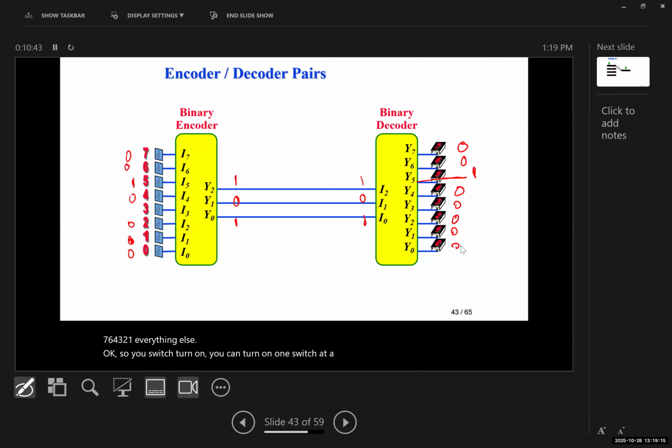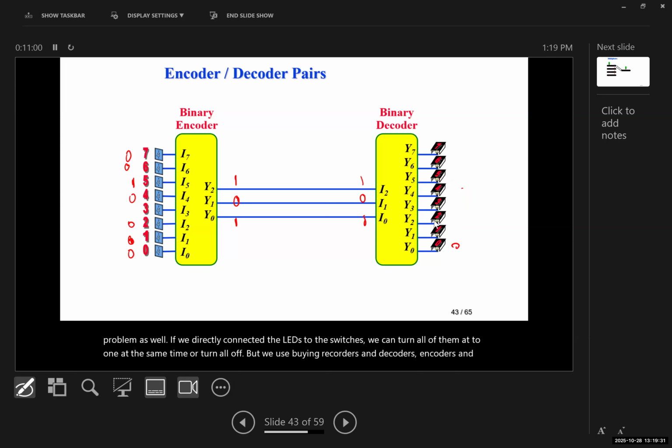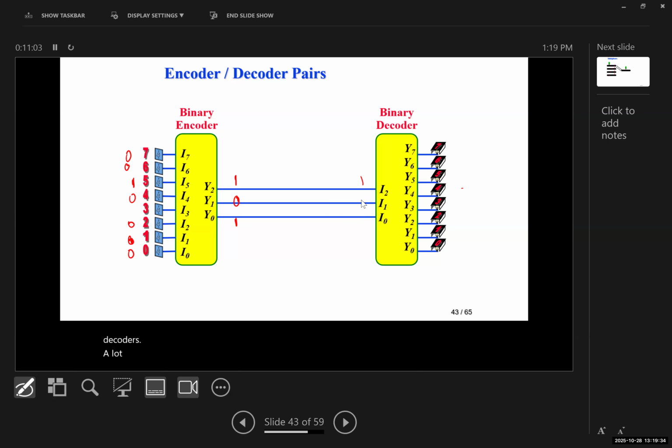And actually that causes a problem as well. If we directly connected the LEDs to the switches, we could turn all of them on at the same time or turn all off. But we use binary encoders and decoders a lot in computers, especially in computer architecture and designing different systems. It's particularly useful when you use a bus system. The one main reason is to reduce the number of wires in a connection, okay?